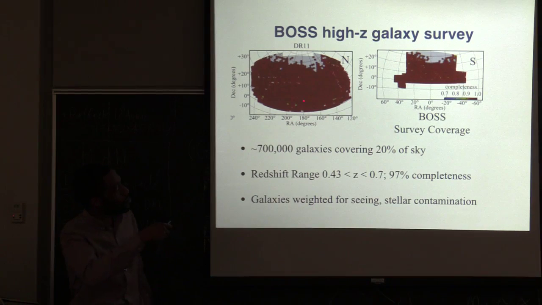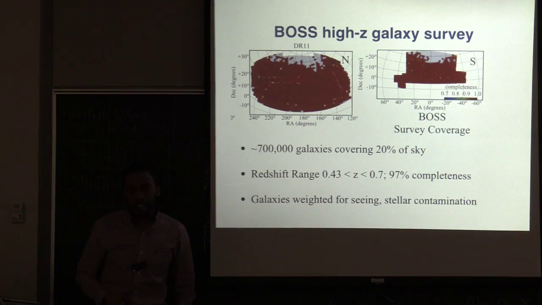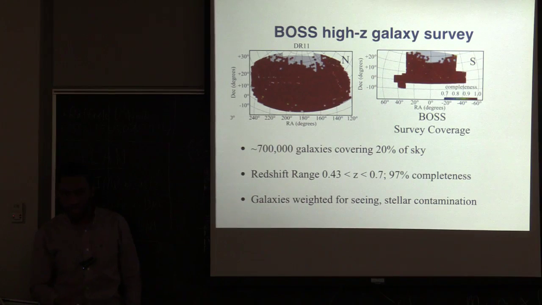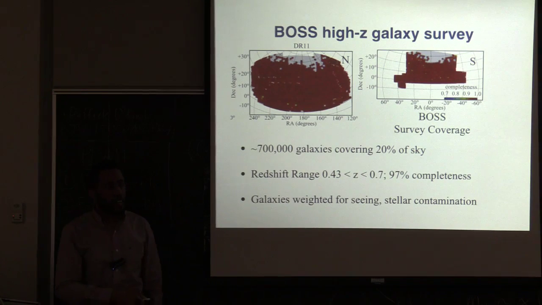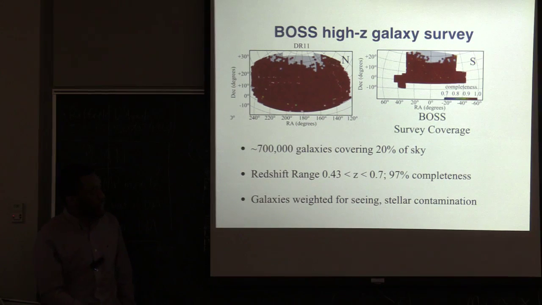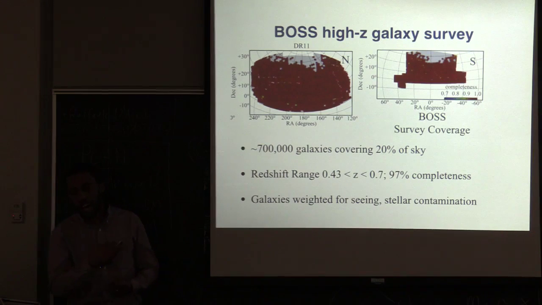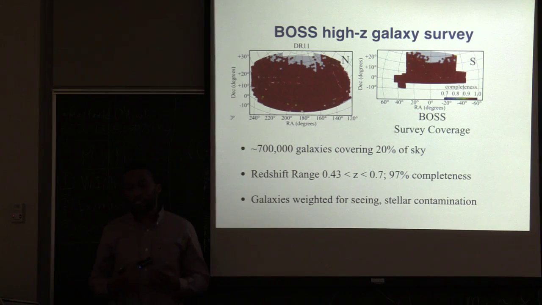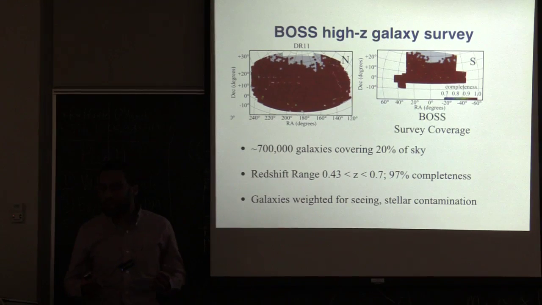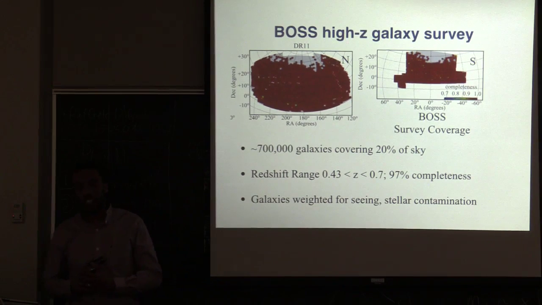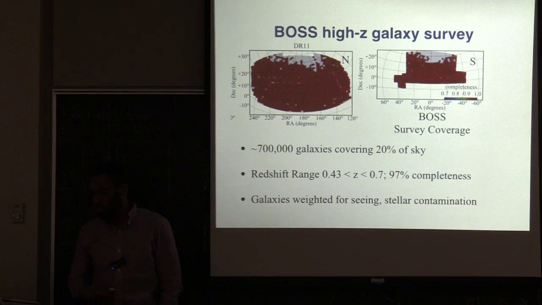Also we use measurement data from the BOSS high redshift galaxy sample, also known as CMASS. Specifically here is coverage of BOSS in the North Galactic Cap and the Southern Galactic Cap. It consists of about 700,000 galaxies in this high redshift sample. The redshift range for the galaxies is between 0.4 and 0.7, and spectral completeness is very high, around 97% over the sample.